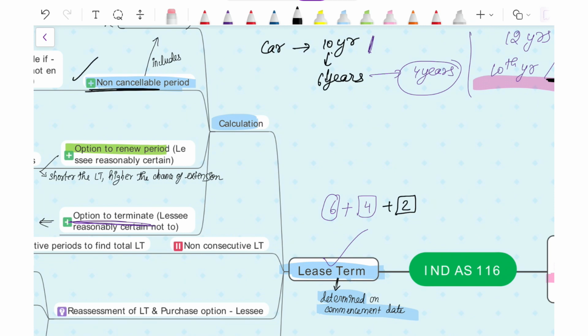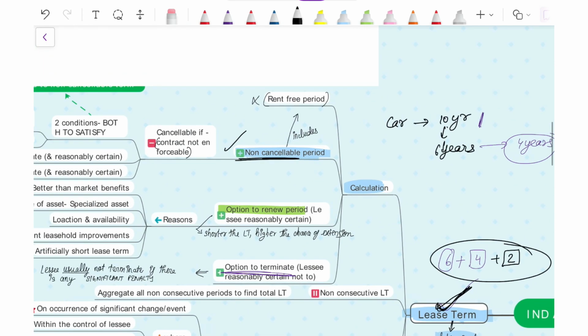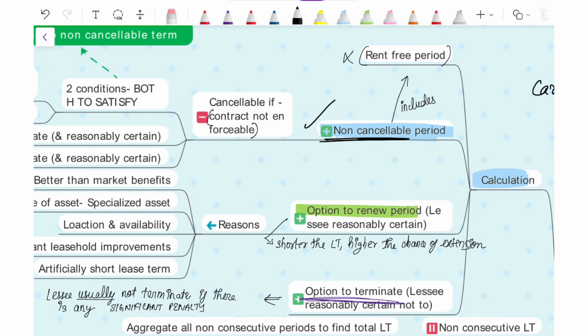Correct? So non-cancellable period, renewed period if there is any, whether the lessee is reasonably certain, and if there is an option to terminate but the lessee is reasonably certain he will not terminate, then include that period also. So all these periods will get included and become part of your lease term. Okay, yes. So non-cancellable period.